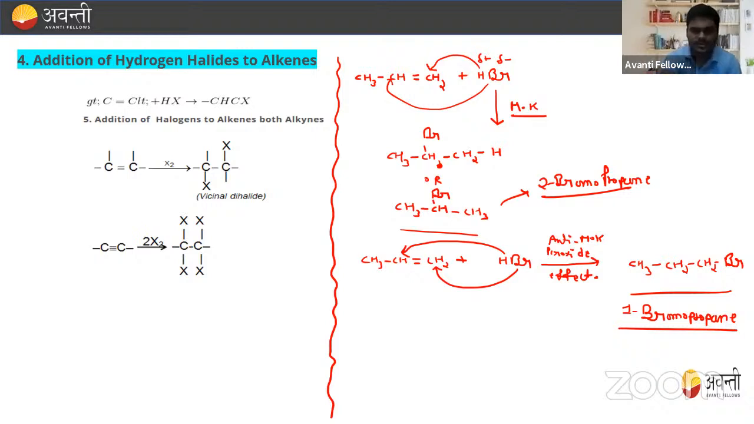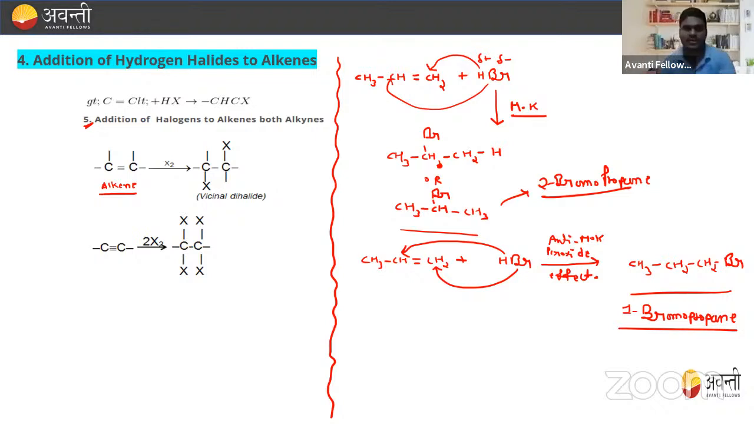Yeah, good. Very good. Now, the next one is addition of halogen to alkenes and alkynes, right? So this is the addition of halogen. Let us assume this is an alkene. We add halogen to this alkene, so we get C-X, C-X. This is called a vicinal dihalide. When the two halogen atoms are present on two adjacent carbon atoms, this is known as a vicinal dihalide. Similarly, in alkynes, when you add this, you'll also get the vicinal dihalide, right?